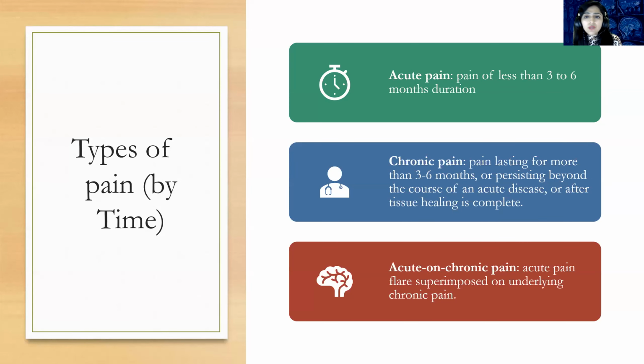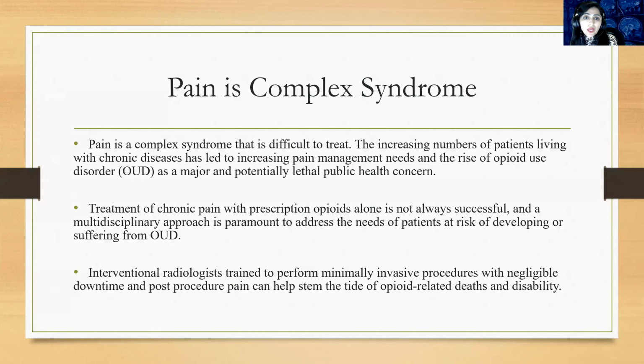So this is just a type of pain. Acute pain is any pain up to 3 to 6 months, and any pain of longer duration is chronic pain. Acute and chronic, as you all know, can also present as a flare up of acute pain on the background of chronic pain. So pain is a complex syndrome, and it's difficult to treat. It's not only one clinical presentation.